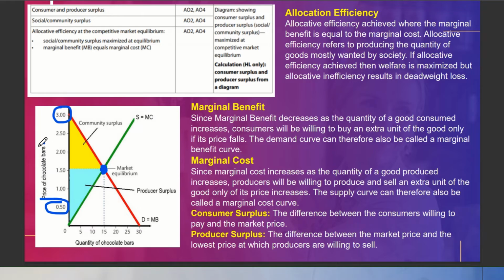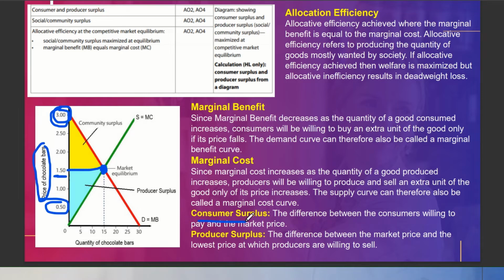See, for example, if the chocolate bar price is $1.5, there are some consumers who are ready to pay $3 also, but in the market they paid $1.5 only. So those consumers got more surplus. They wanted to pay 3, but they paid only 1.5. So they will feel they got a little satisfaction or surplus, like that we can say. But it is very difficult to measure. But based on hypothesis we can say that, right?